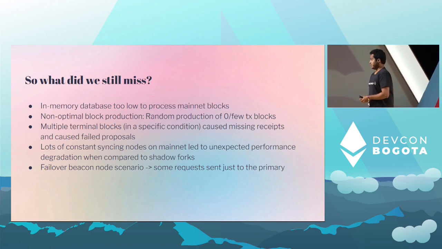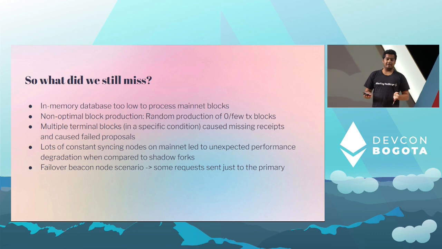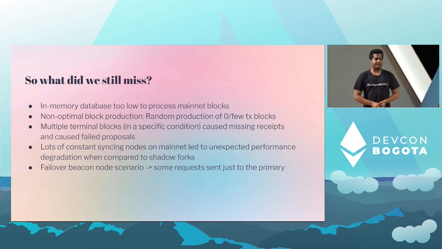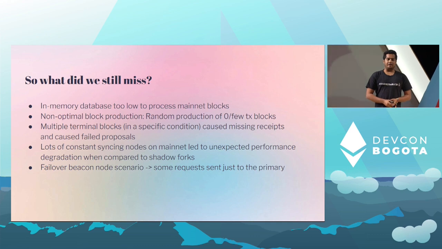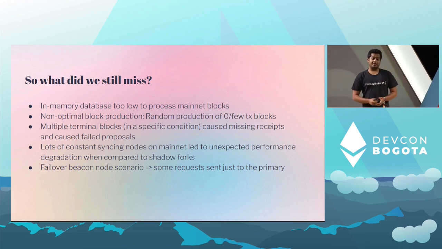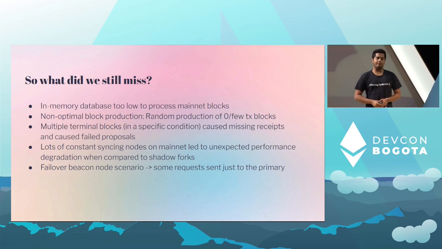Another one that we didn't think of, all of the Shadow Forks didn't have any nodes syncing up to the network after the Shadow Fork was done, which means they weren't serving sync data, and all they were doing was keeping up with the chain, which is great. But constantly syncing on mainnet also adds load on the machine, so we weren't accurately simulating that. So potentially on future Shadow Forks, we're going to have to add a bunch of syncing nodes that start up later on to see what could happen there.